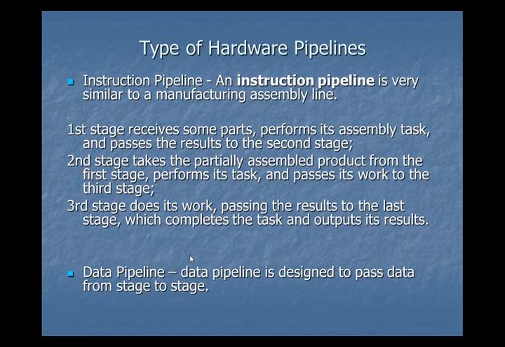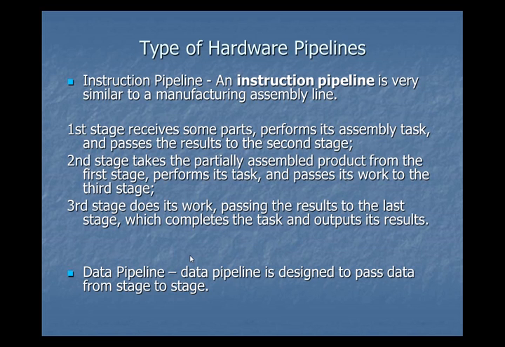First of all, take some parts, process them, give the output. Second step, take the partially assembled product, take the output from the first part, add the new part. If there is a requirement, perform the task and pass to the next stage, that is your third stage. Then the third stage does the work, passing the result to the last stage, which completes the task and outputs the result. So there are four stages: 1, 2, 3, and final.